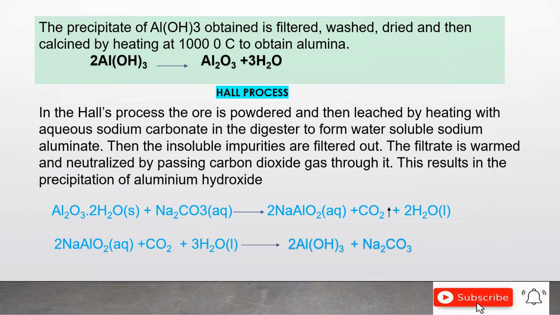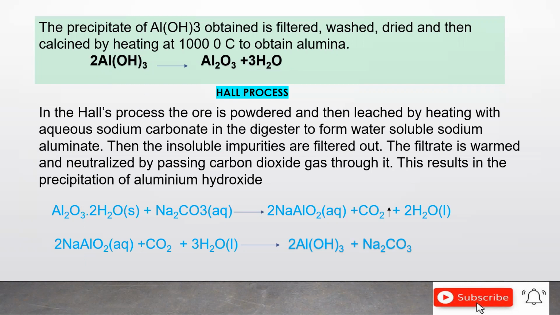Okay. So the precipitate is filtered, washed, dried and calcined. By heating at 1000 degrees Celsius, we will get alumina. Alumina is Al2O3, plus 3 molecules of water is also obtained. So 2Al(OH)3 gives Al2O3 plus 3H2O. This is concentration of the ore. So after concentration, alumina is obtained.